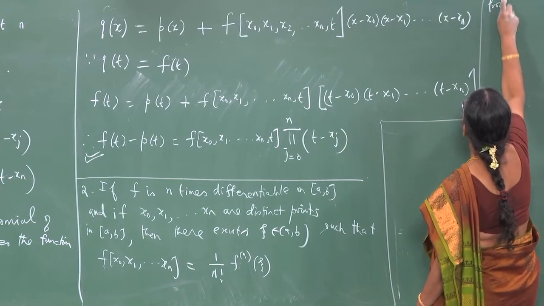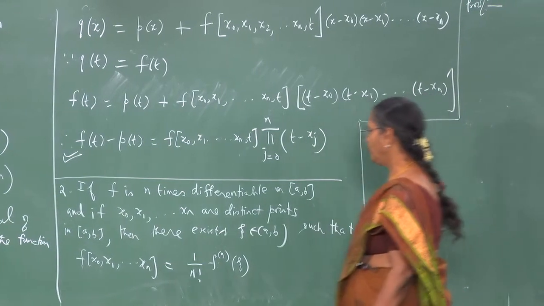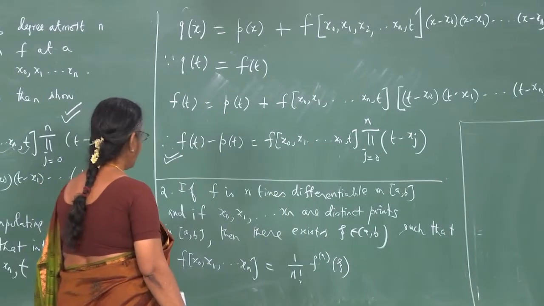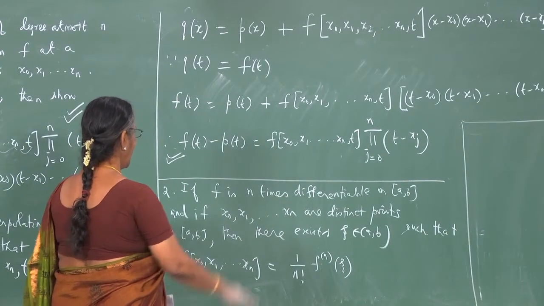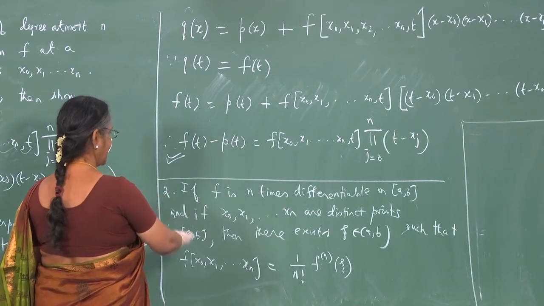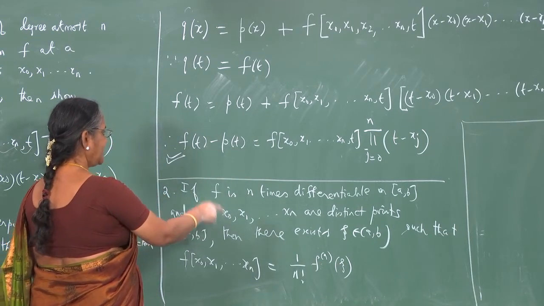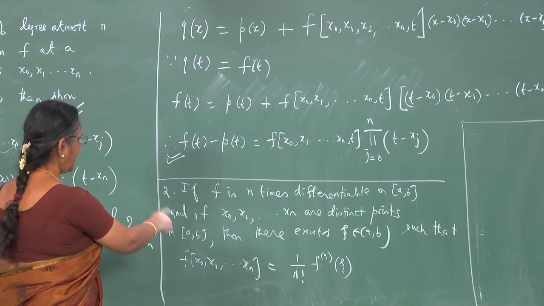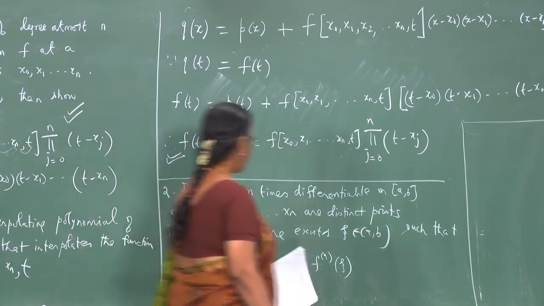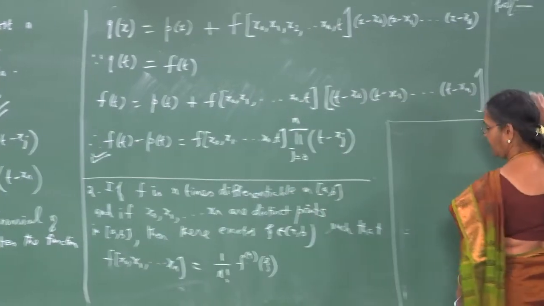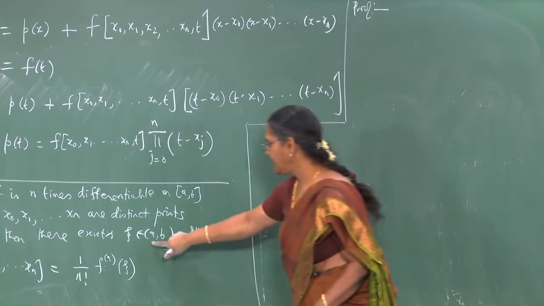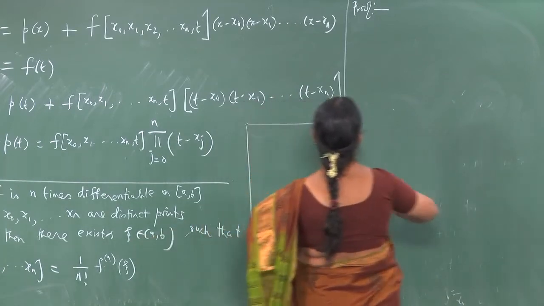So, what do we have to show? f is n times differentiable on AB, and there are n plus 1 distinct points in AB. Then there exists a psi in AB such that the nth order divided difference is given in terms of the nth derivative of f at some psi which belongs to this interval AB by n factorial.